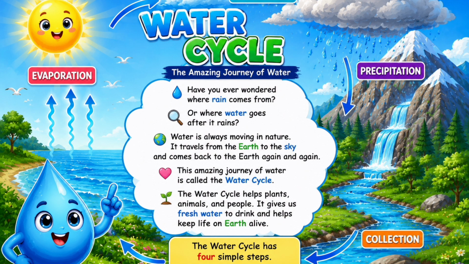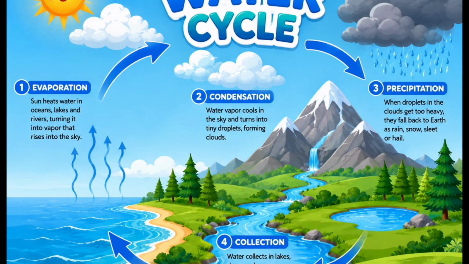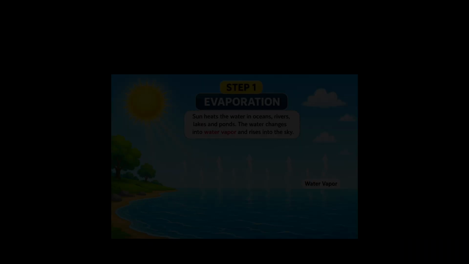The water cycle has four simple steps. They are evaporation, condensation, precipitation, and collection. Let's learn them one by one.